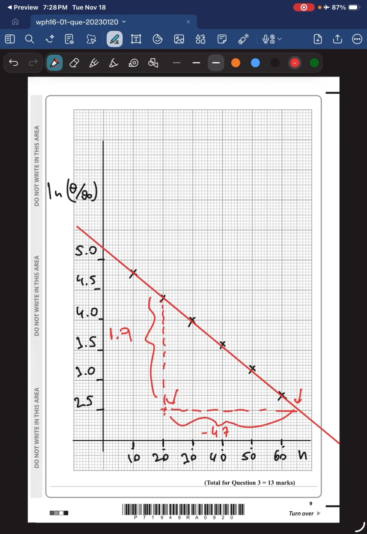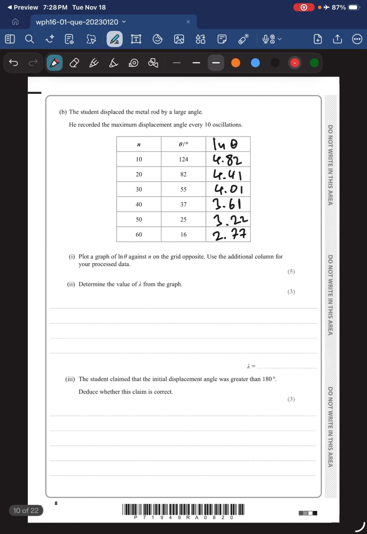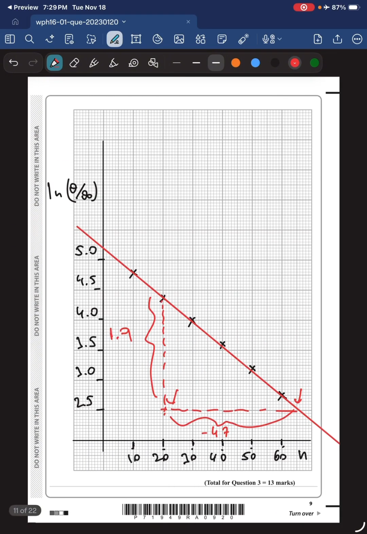Okay, so let's calculate the lambda. Lambda is 1.9 over minus 47, which is equal to, it's minus of that, so 0.04 is the answer. I made it a little bit harder, but all you have to do is divide this with that.